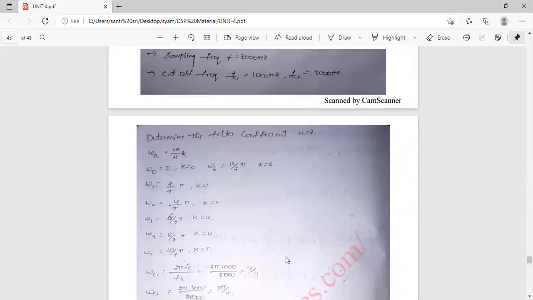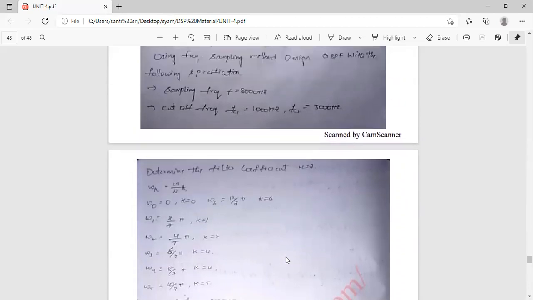So we can start with the formula Wk equal to 2 pi k by n. So W0 is 0, k is 0. Okay, so these are the values. And WC1 equal to 2 pi into FC1 by Fs. FC1 is given as 1000 and Fs is given as 8000. So 2 pi into 1000 by 8000, that is pi by 4. Similarly, WC2 equal to 2 pi into FC2 by Fs, that is 3 pi by 4.